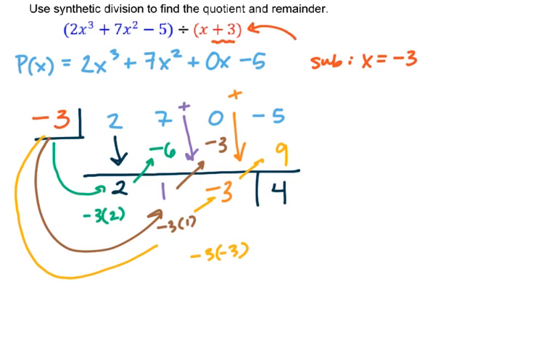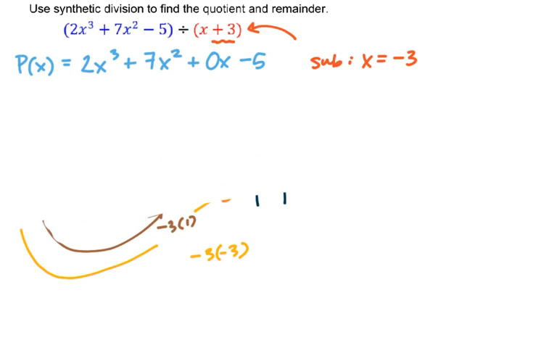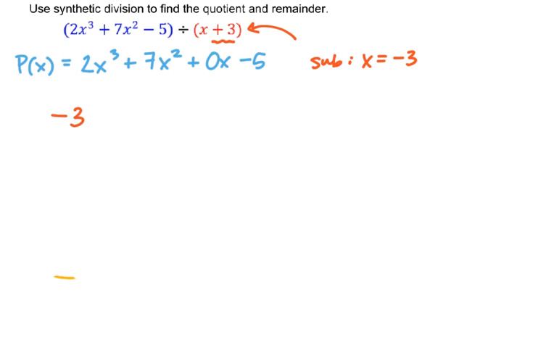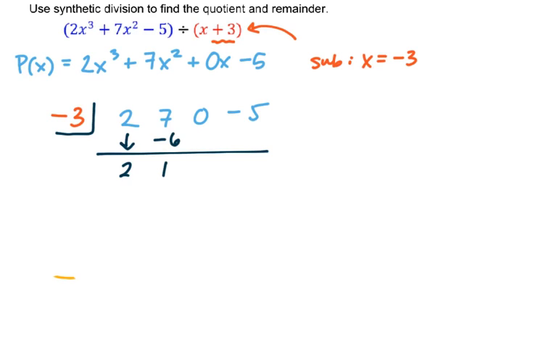So I'm going to redo that one more time, setting this up and working through the problem again without all of the arrows. I put my negative 3. I list my coefficients, 2, 7, 0, negative 5. We bring down the first value, 2. I multiply. Negative 3 times 2 is negative 6. I add and get positive 1. Negative 3 times that 1 is negative 3. I add and I get negative 3. Negative 3 times negative 3 is 9. I add down and get 4. Okay, so that's how the synthetic division works.